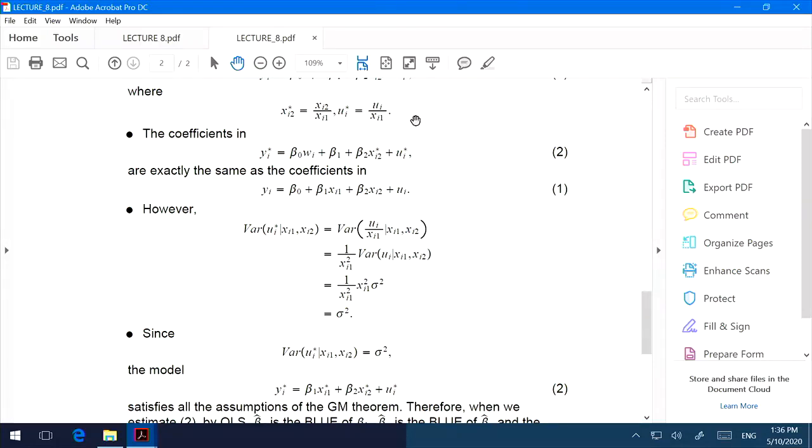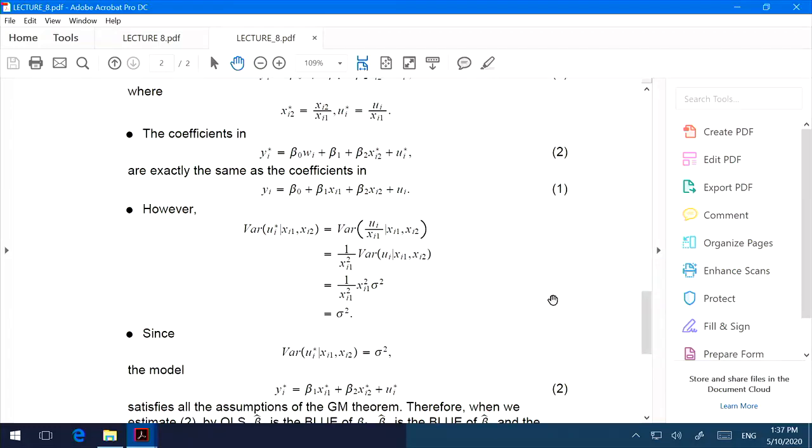So that means that equation 2 satisfies all the assumptions of the Gauss-Markov theorem. And so when I estimate equation 2 by OLS, the OLS estimator of equation 2 is going to be BLUE. The OLS estimator of equation 1, that's definitely not BLUE, because the error term in equation 1 is heteroskedastic. But, boys and girls, the error term in equation 2, by construction, is homoscedastic, as we've just seen. So OLS applied to equation 2 is going to be a best linear unbiased estimator.